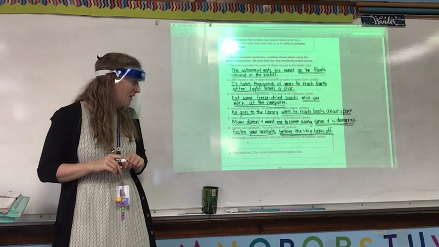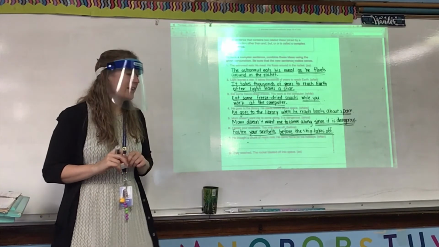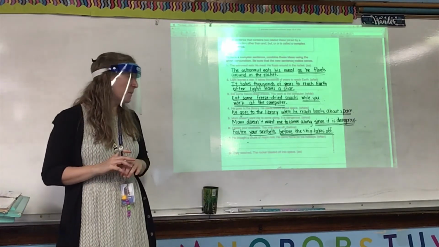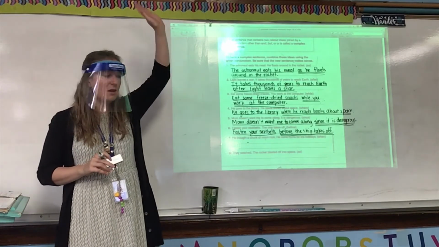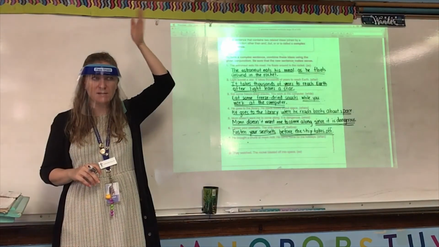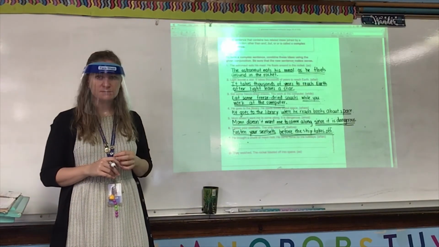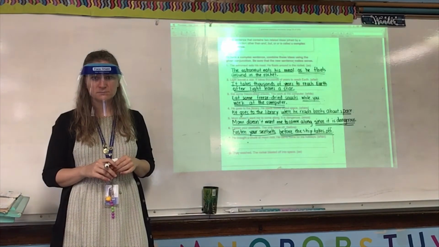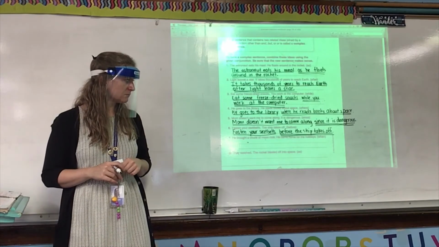Number 7, he brought a chunk of moon rock. He came home for the holidays. How would we combine those two sentences using when, Zari? He brought a chunk of moon rock when he came for the holidays.